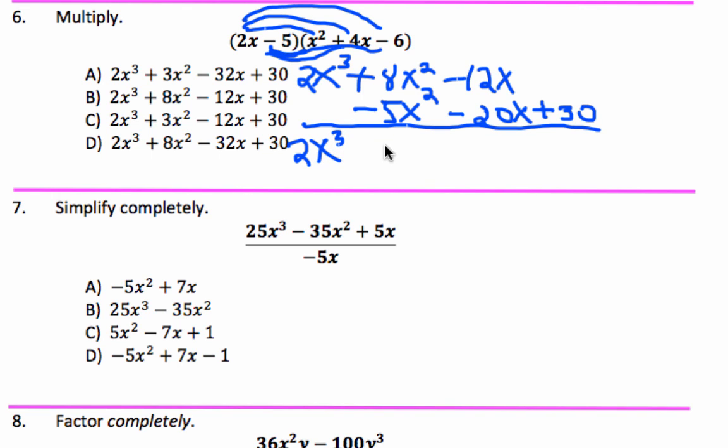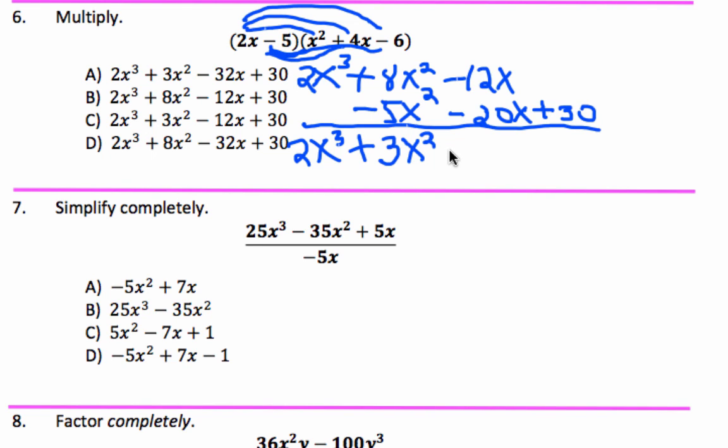8x squared minus 5x squared is plus 3x squared. Now don't fall into the trap of doing anything with the exponents, because the exponents have to stay the same here. If someone gives you 8x squared and takes away 5x squared, it's 5 of them, then you have 3 of them left, 3x squared.